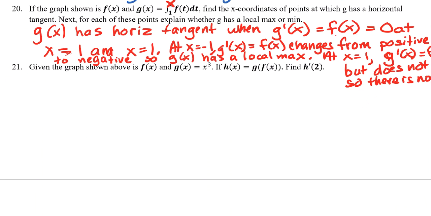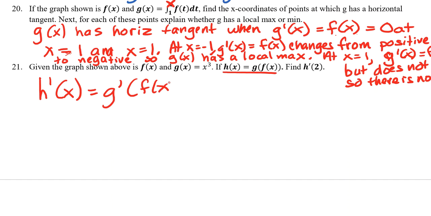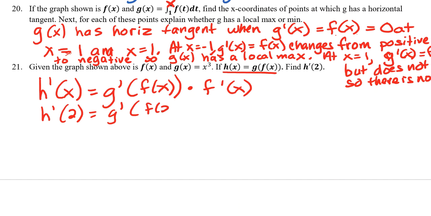One more. Given the graph above is f of x, and a new function g of x is x cubed, and yet a new function h of x is the composite of those, find h prime of 2. So for good measure, we have to do a chain rule. So the derivative of a composite function is the derivative of the outer function, leave the inner function alone, times the chain rule on the inner function. So we want h prime of 2 to be equal to g prime of f of 2 times f prime of 2. And we're going to read those from our graph.